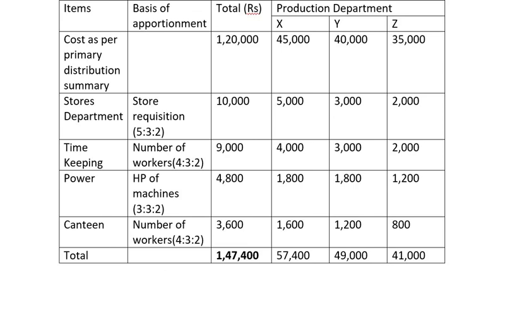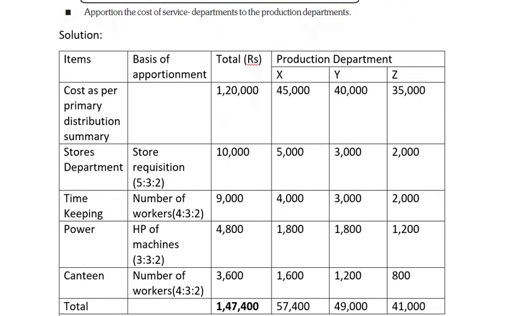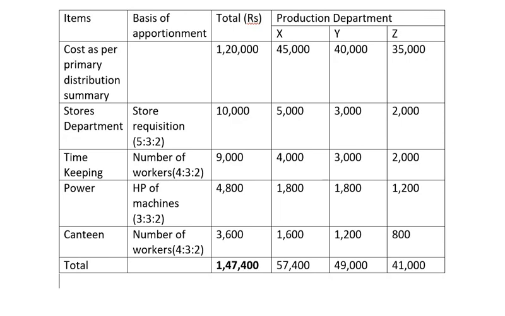And you can check over here, our total is given to be 1,47,400. So in this way, we are going to distribute the service department to the production department. Hope you have understood the concept.